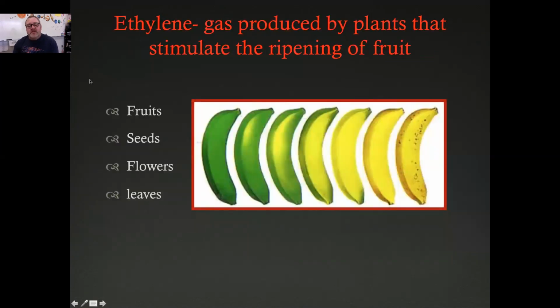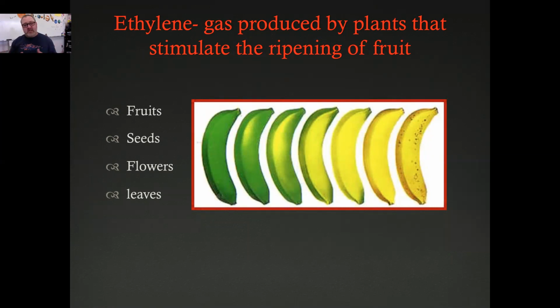Ethylene gas oftentimes is used in the shipping of fruits, especially if they come from long distances. Obviously, in Minnesota, it's too cold for us to grow a lot of fruit here, especially during the winter time. So a place with warmer climates will grow the fruit until it's getting close to ripening, and then they'll put it in some sort of container, and they'll add some ethylene gas to that container.